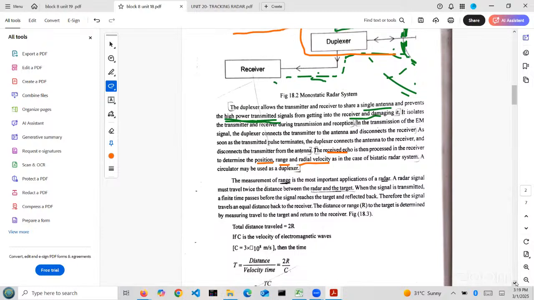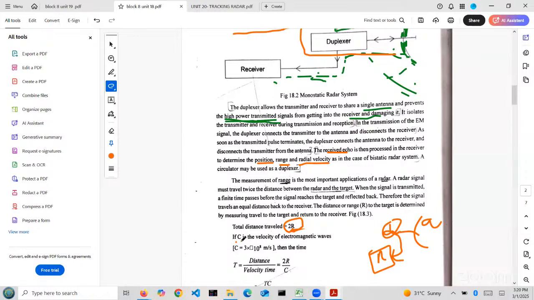To calculate the range, here the range is represented with R. What is R? Here R represents the range. For traveling from the target to the receiver, suppose I have the antenna, and this side I have the receiver. From the antenna, where does it go? Antenna to duplexer, duplexer to receiver. This is the receiver, this is the antenna. So whatever distance it has traveled is 2r.